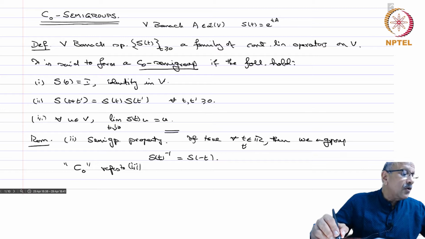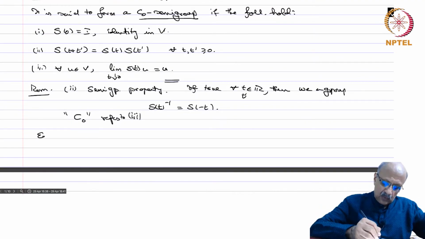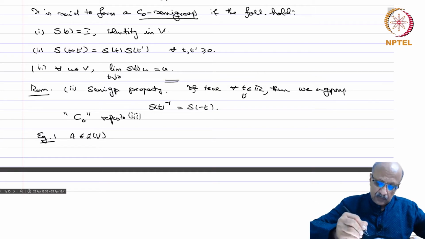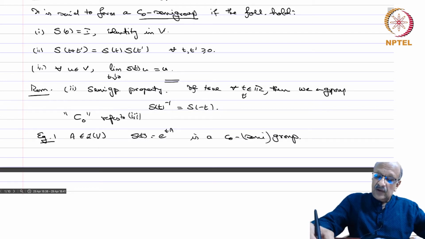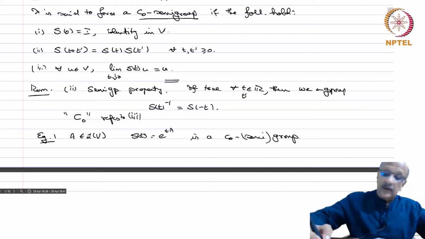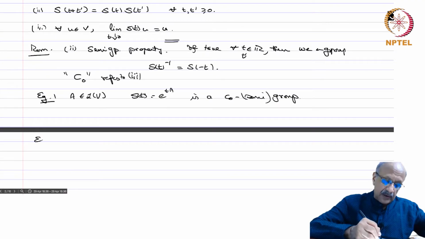Okay. So examples. Example 1. A in L(V), a bounded continuous linear operator, then you have S(t) equals e^{tA} is a C0 semigroup. I put semi within brackets because it is in fact a group in this case. Okay, so now we will look at a genuine another example, example 2.